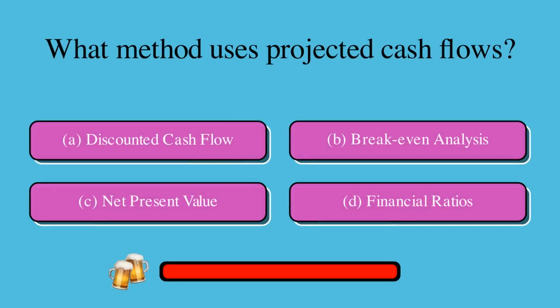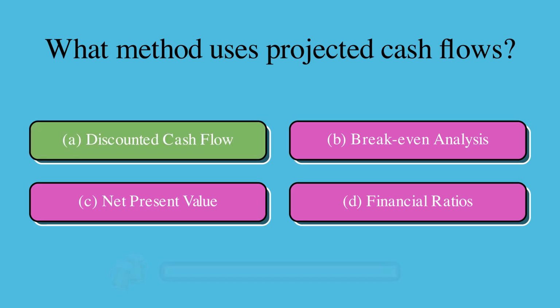Here's some investment valuation trivia. What method uses projected cash flows? Is it A, discounted cash flow, B, break-even analysis, C, net present value, or D, financial ratios? The correct answer is A, discounted cash flow.